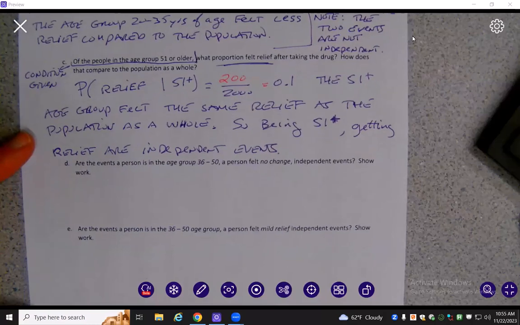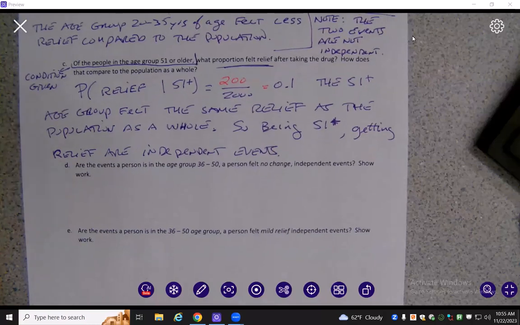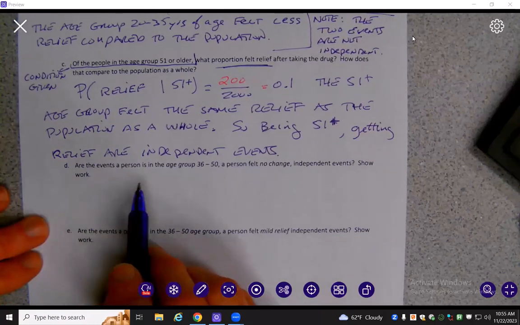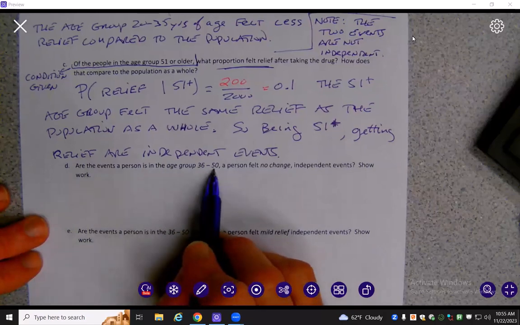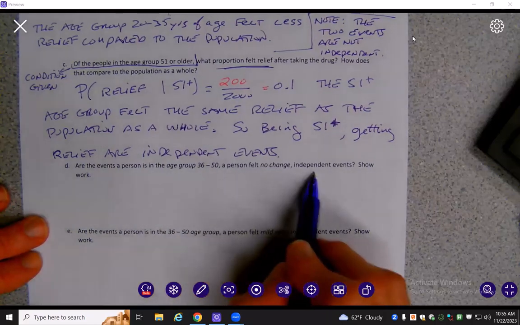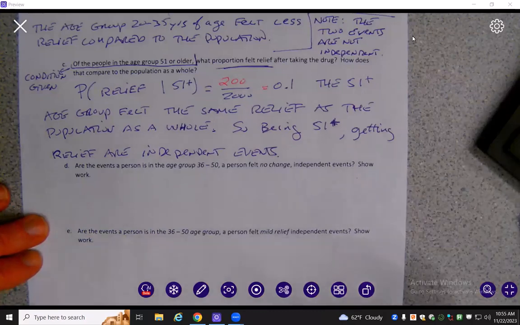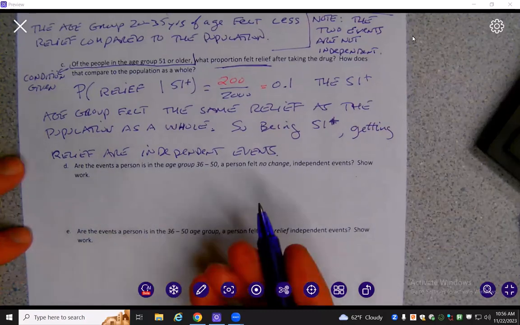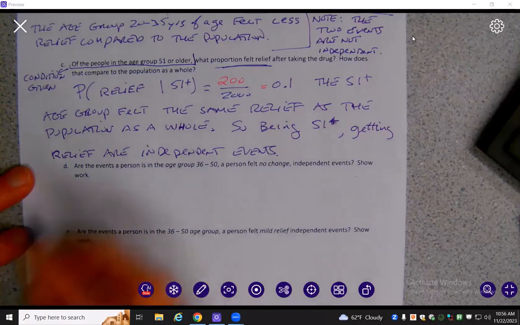So let's finish up with these two questions. Are the events a person is in the age group 36 to 50 and a person felt no change independent events? So suppose that's the question. Are they independent? I need you to show that. So at that point, what do I need to do? It doesn't matter how you work it. I'm going to work it this way.